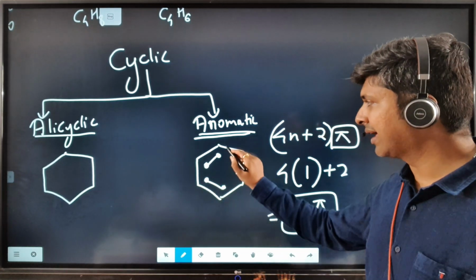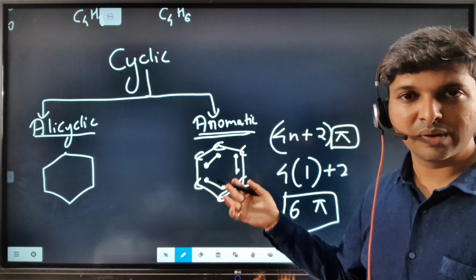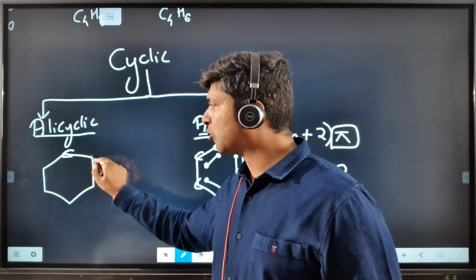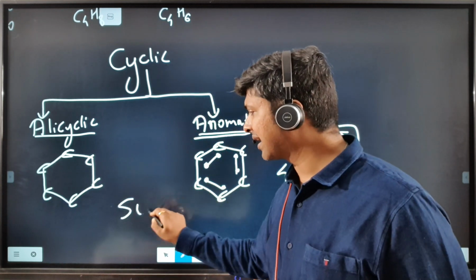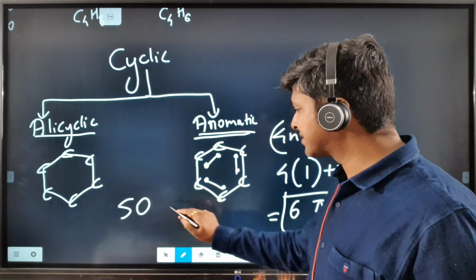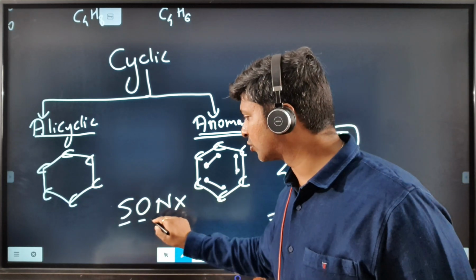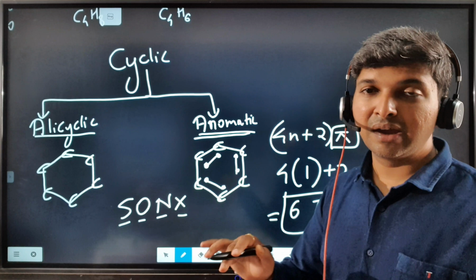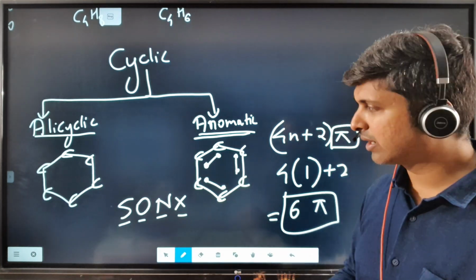Now there is more into it. This is having carbons all over, so it's called homoaromatic. This is called homoalicyclic. Now if you introduce heteroatoms, generally heteroatoms are like S, O, N, X. So apart from hydrocarbons, if you are having sulfur, oxygen, nitrogen or halogens introduced into our hydrocarbons, then they are called heteroatoms or hetero elements.